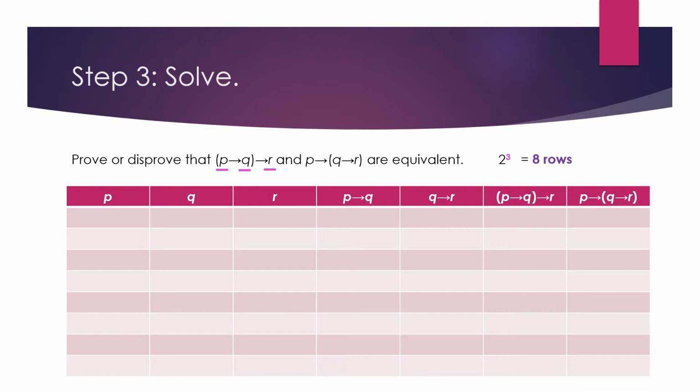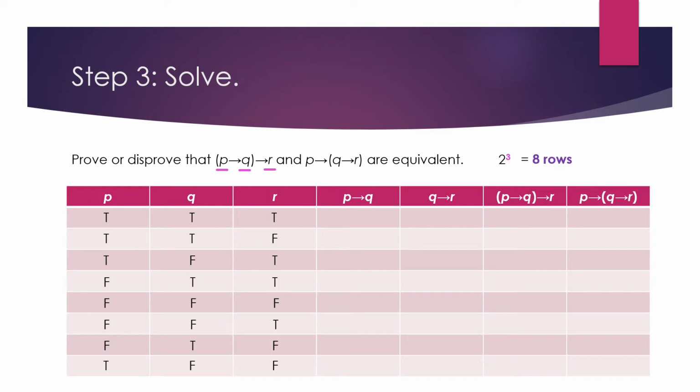Next, I need to complete the first 3 columns with all the possible combinations of the propositional variables' truth values. They can be true or false, and I can represent this using a T or an F. Some people use 1s and 0s, but I like to stick to the T's and F's. So, all 3 can be true. The first 2 can be true. The first and last can be true. The last 2 can be true. All 3 can be false. The first 2 can be false. The first and last can be false. And finally, the last 2 can be false.